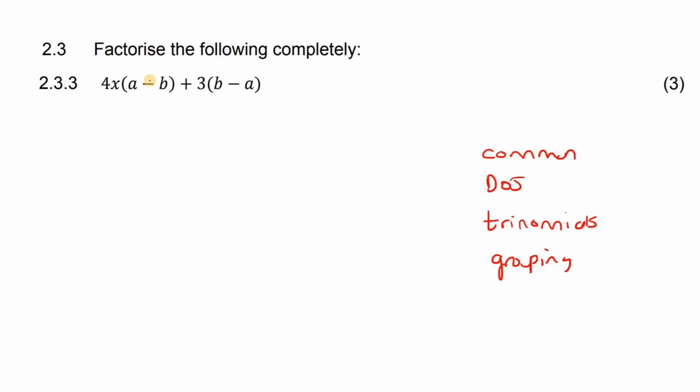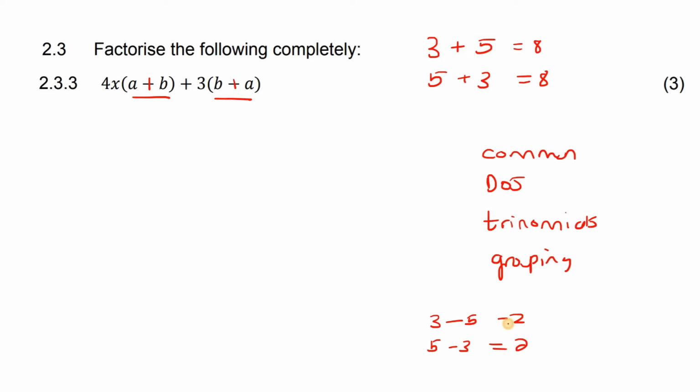If it was a plus, then these two are actually exactly the same. Why? Because when you plus numbers together, the order doesn't matter. Both of these give us 8, for example. But if I say 3 take away 5 and 5 take away 3, this one gives us -2, this one gives us 2. So when you minus, the order actually makes a big difference.